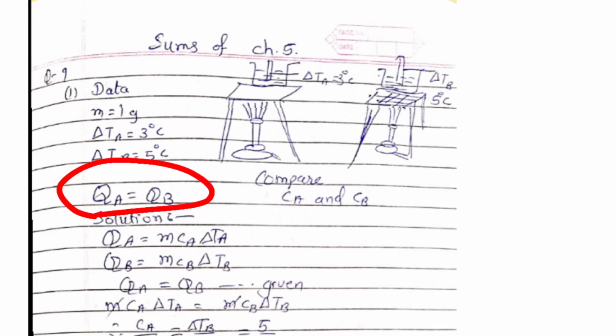So we have equal heat given to object A as well as B. So Qa is equal to Qb, given. And we are going to find out whose specific heat capacity is more, so whether Ca is more or Cb is more. So let us begin with the solution.